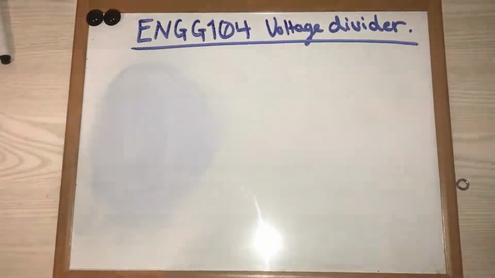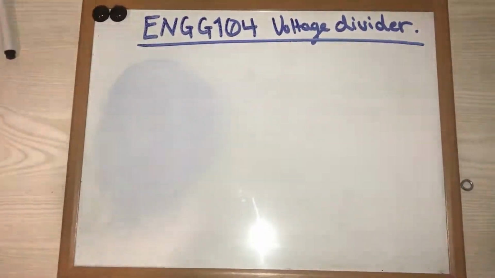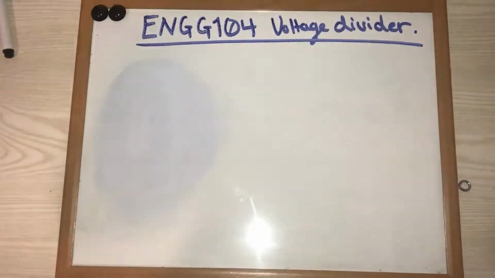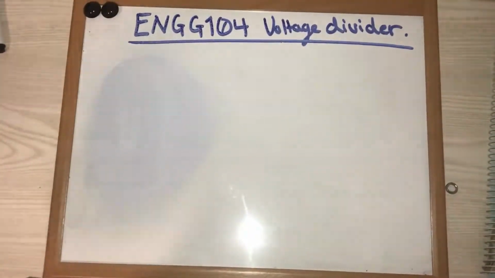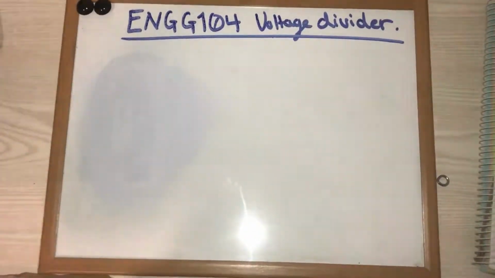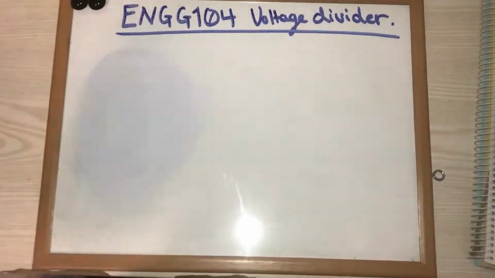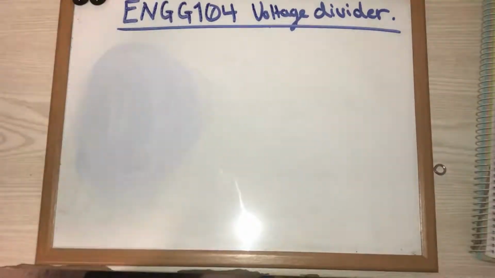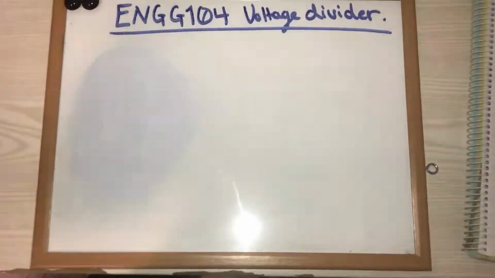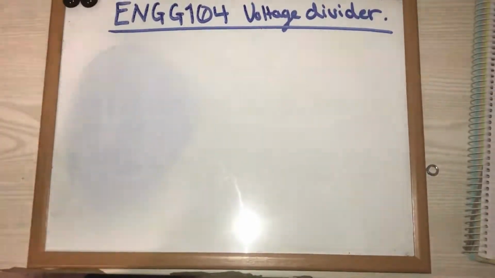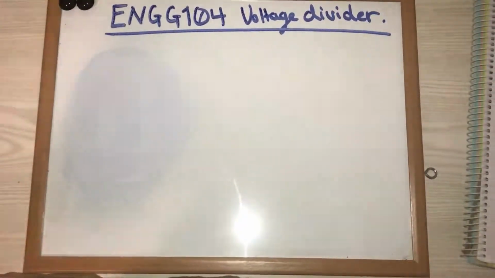Hello. In this video, I'll be explaining the voltage divider rule. Now, the voltage divider rule is a fundamental process in determining voltage across different components within a circuit. It serves as a basis for circuit analysis and is key to determining other factors within that circuit, such as current.